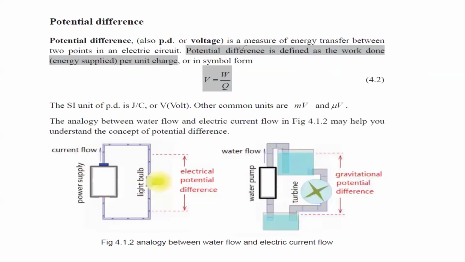The difference between EMF and potential difference: EMF is energy transfer, work done on the charge, and potential difference is work done by the charge when it moves around the closed circuit.